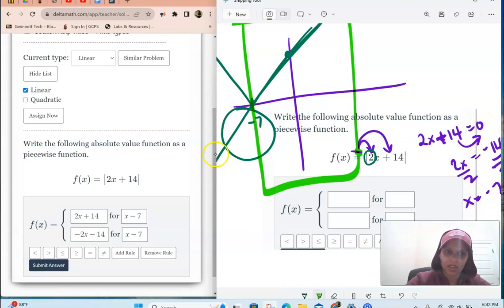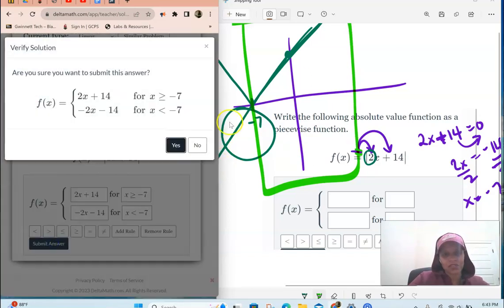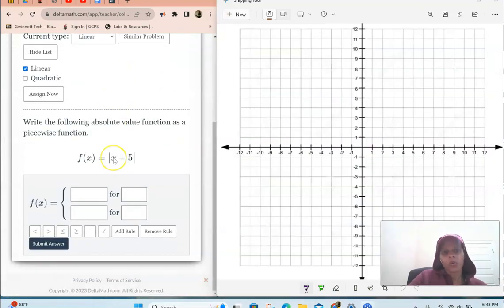So the positive part of the graph is the part that's on the right-hand side of negative 7. So again, I can say greater than or equal to. And then the left-hand part, this part right here, is the negative portion of the graph, which is this negative. So less than negative 7. And I think that's honestly the fastest way to do it. We can also do it as we did it in our notes. This to me takes a little bit longer, but I do want to show you so that you can have a choice.